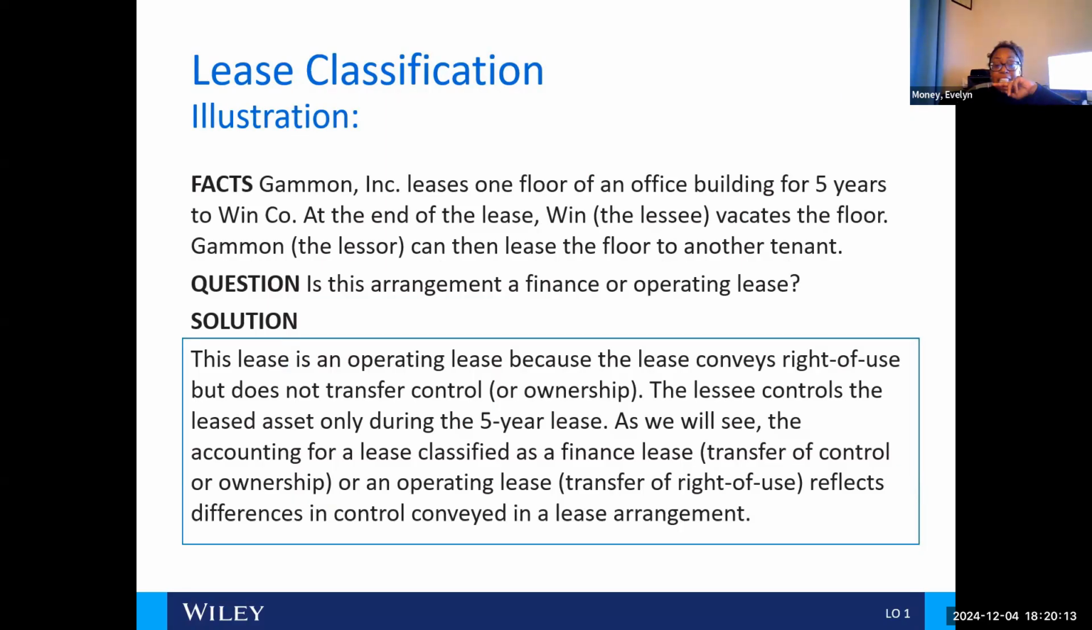With a finance lease, keep in mind, we're looking at one of those situations where ownership is transferred to the lessee. In this transaction, ownership is not transferred to the lessee. So this would be categorized as an operating lease.